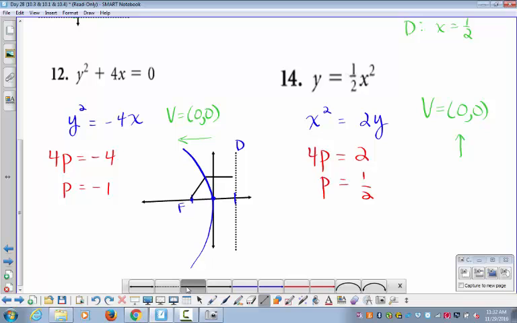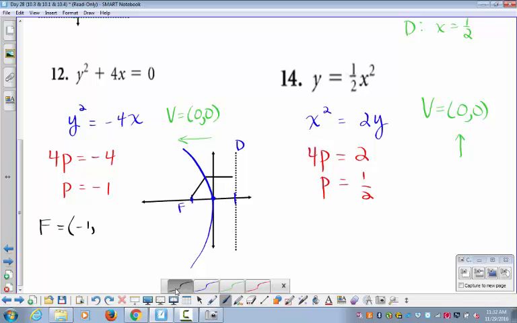I'm just thinking in my head, all right, that distance and that distance must be the same. So the coordinates of the focus, there's only one. The focus is -1 from 0. And the equation of the directrix, the vertical line, x equals 1.